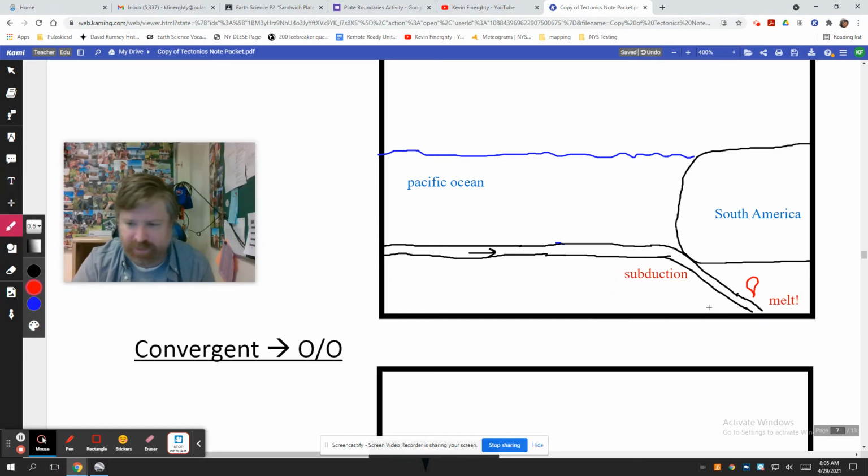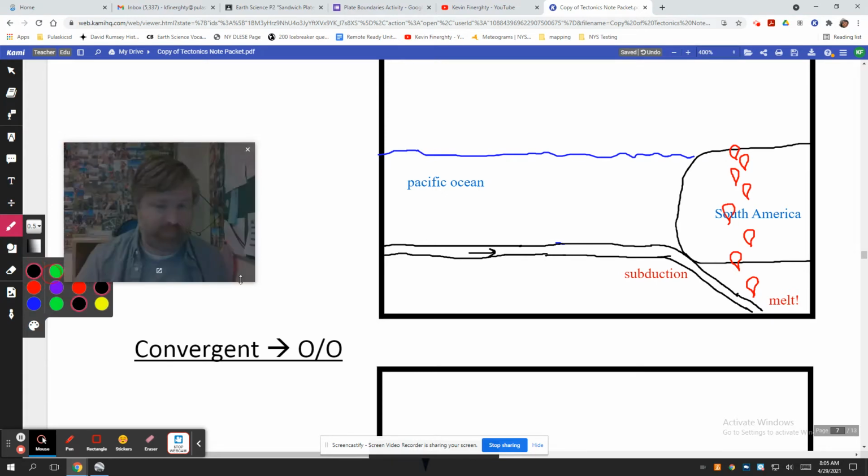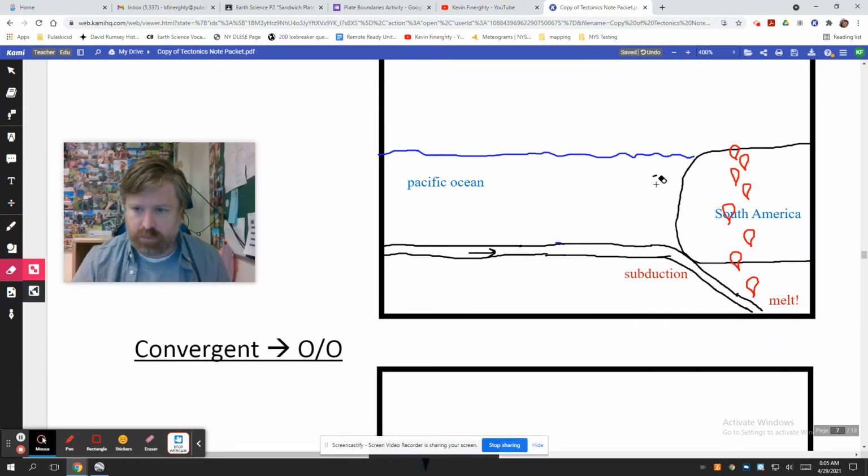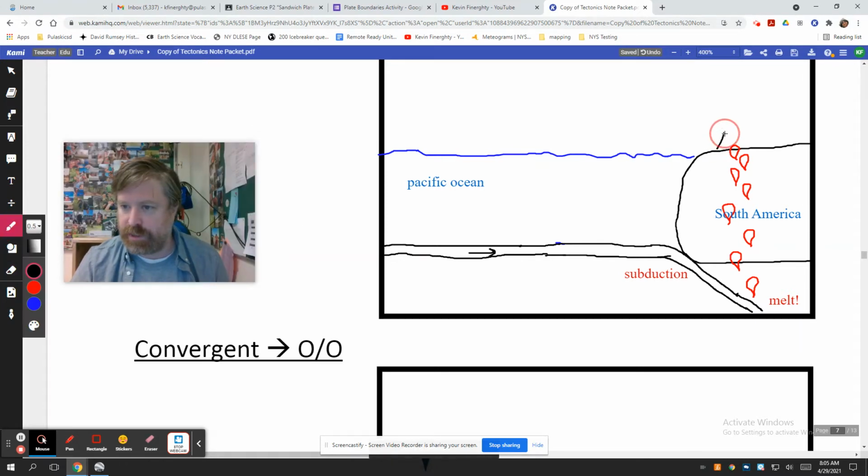I'm drawing these accurately, considering my artistic abilities. We call these plumes. They look like upside down balloon or teardrop shapes of magma that will melt their way up through the crust and eventually make it to the surface, where they will pop right out. And when we see magma coming out of the crust, we say, hey, that's a volcano. So what this builds is volcanic mountain chains.